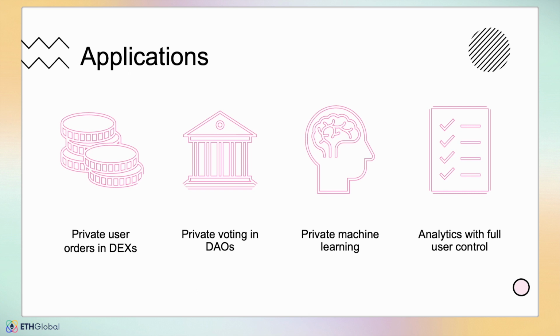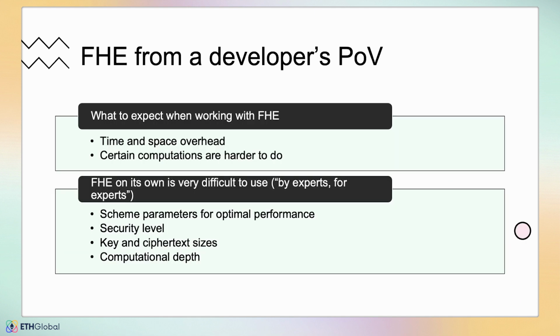Well, there are some interesting applications in both the Web3 and the Web2 space. In terms of what FHE can enable in Web3, FHE can allow for private user orders in decentralized exchanges. It can also allow for private voting in decentralized autonomous organizations. In terms of what's possible in Web 2, FHE allows for private machine learning, so specifically private training and private inference. It also allows for analytics with full user control.